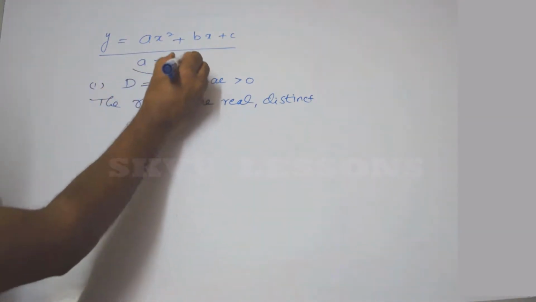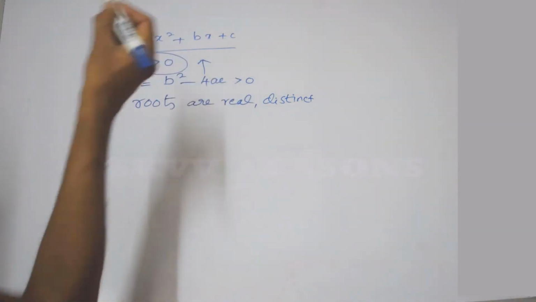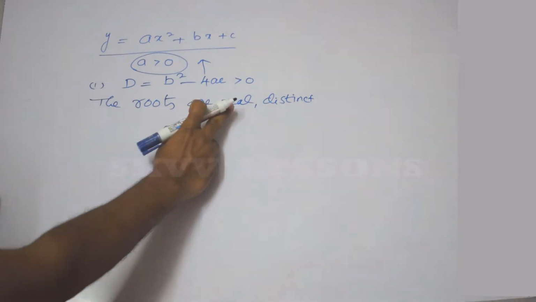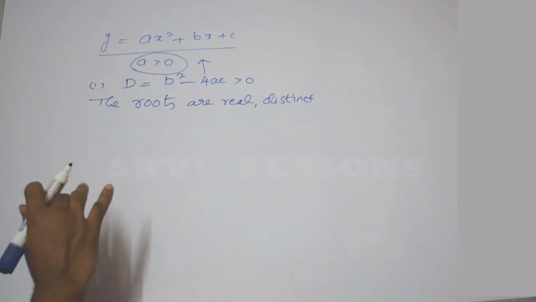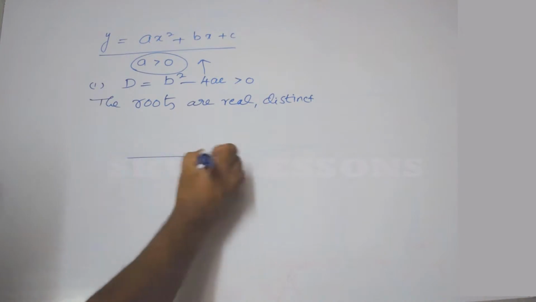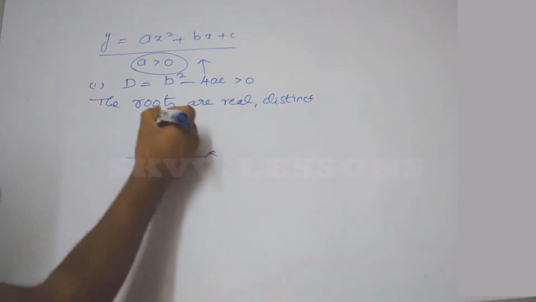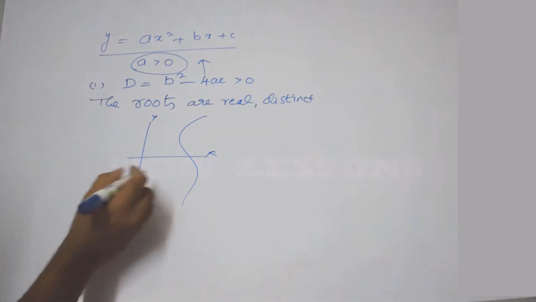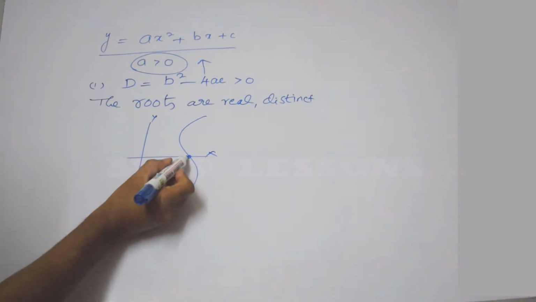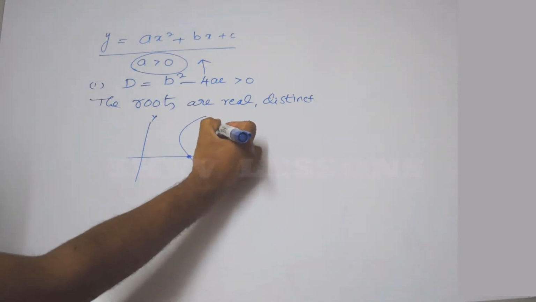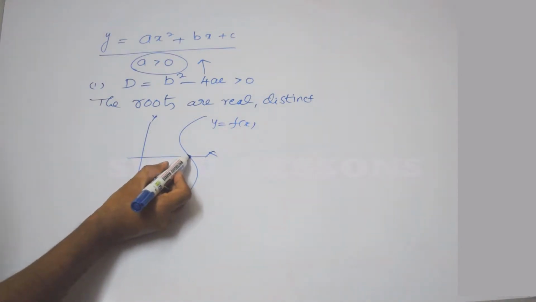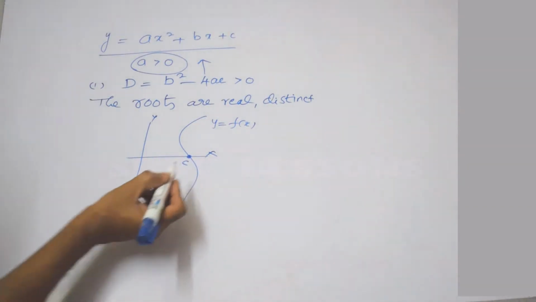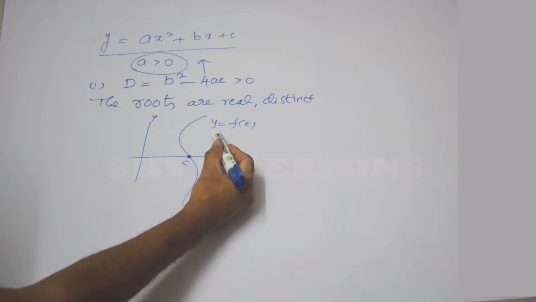Because a is positive, the parabola opens upwards, and the roots must be real. What does the root of an equation mean? For example, if I take a curve y equals f of x, then where it meets the x-axis, there is a point on the x-axis, and the y coordinate is 0. Say this point is C. At that particular point C, the y value will become 0.